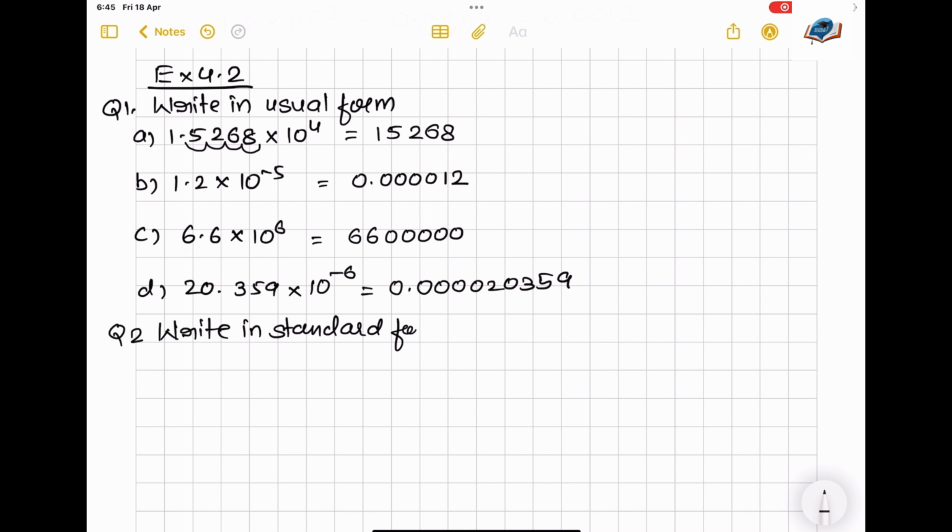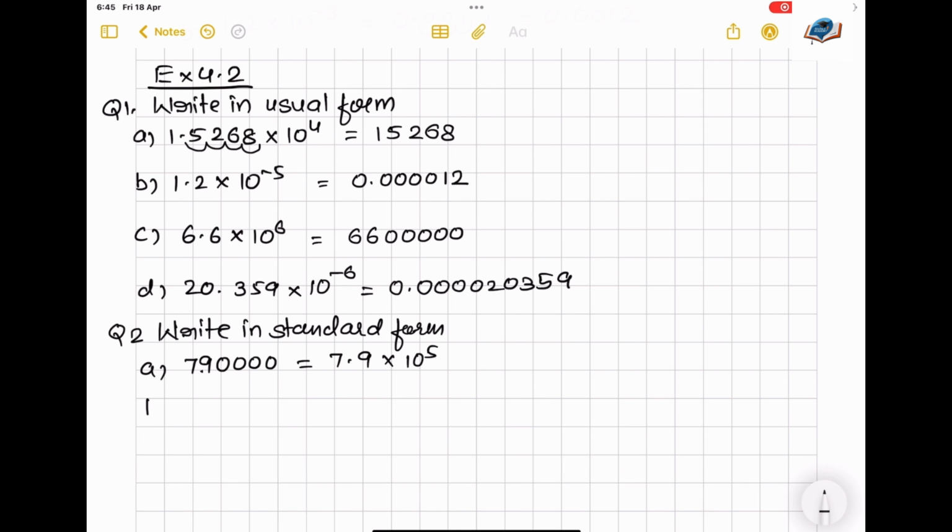So let us do it. The first one says 791234. So this will be 7.9 into, see, I want to bring the point here. So how many places? 4 zeros and 1 9. So 10 raised to 5.